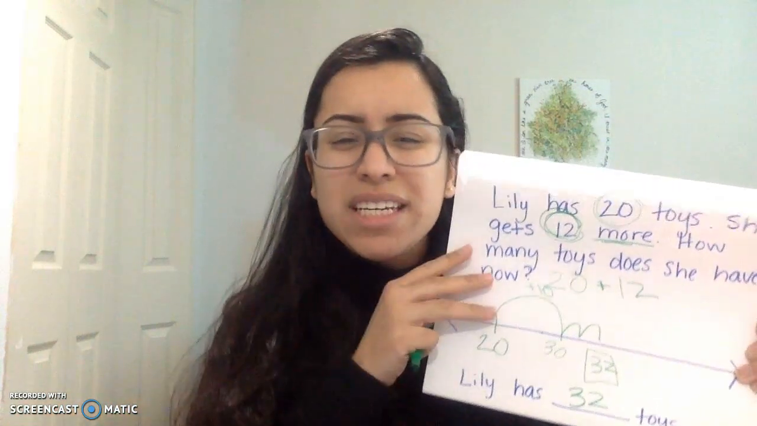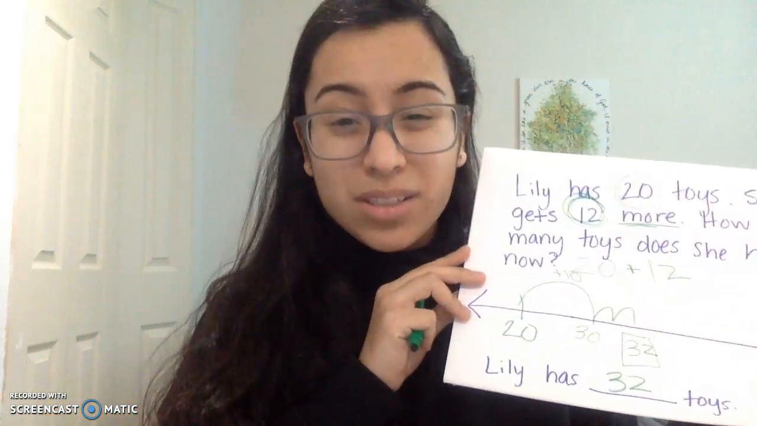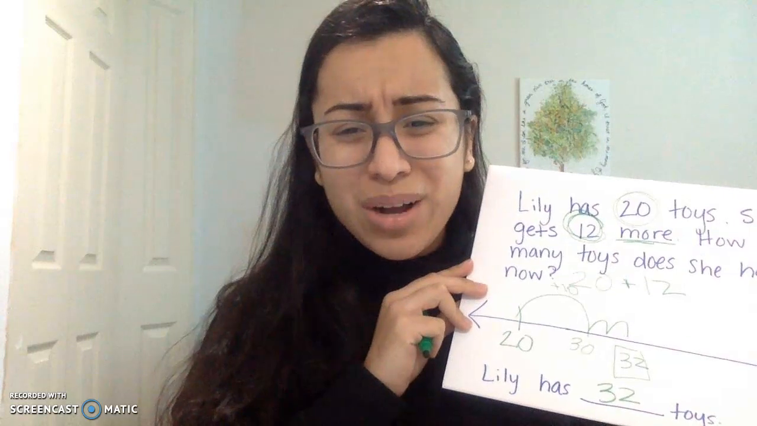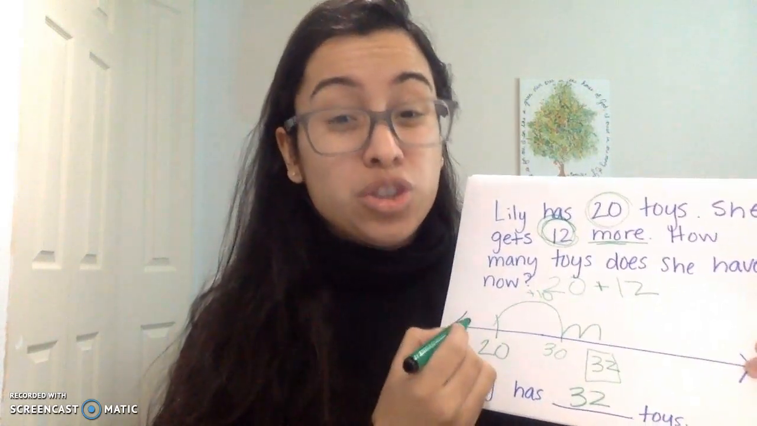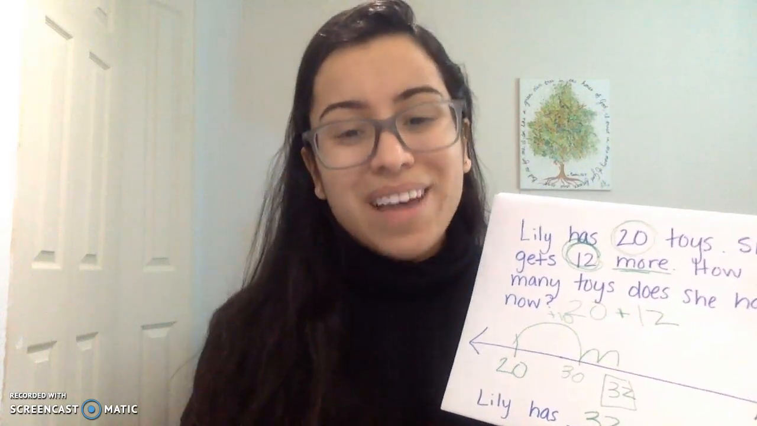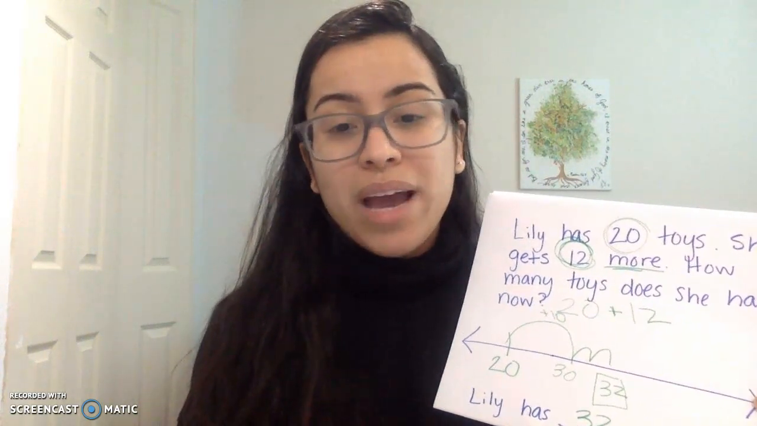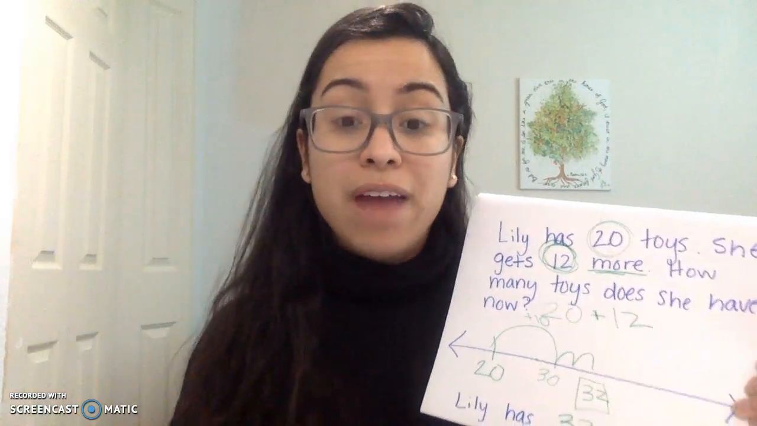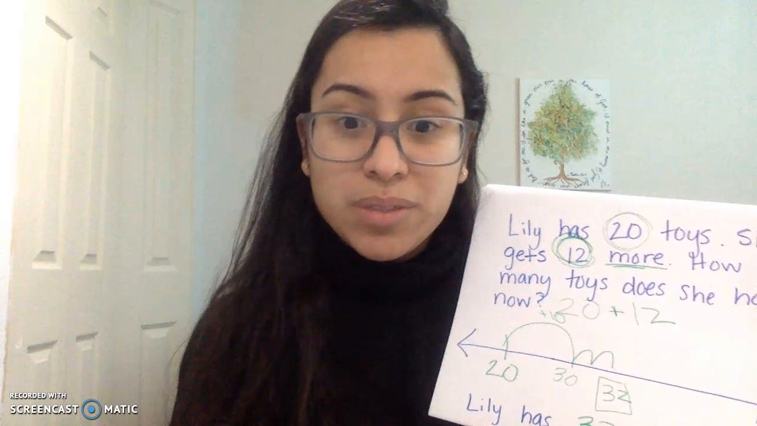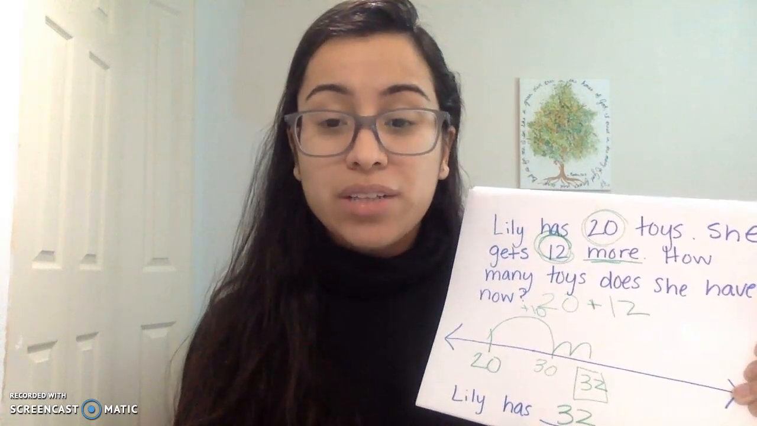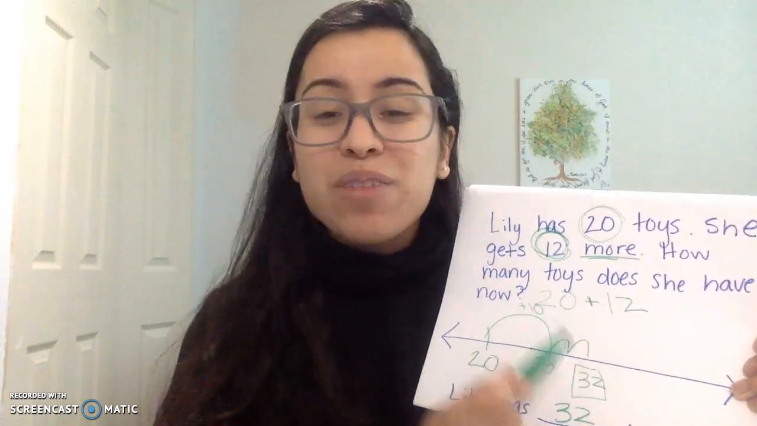Another strategy, if you're really feeling like, this is really tricky to do a 10 jump and 2 1 jumps, you can go ahead and do 12 1 jumps. But that's going to get really tricky when we have to add numbers like 35, 45. That's going to be hard to do a whole bunch of little baby jumps. So we definitely want to try to do some 10 jumps and 1 jumps.